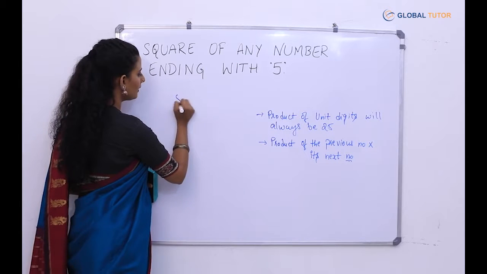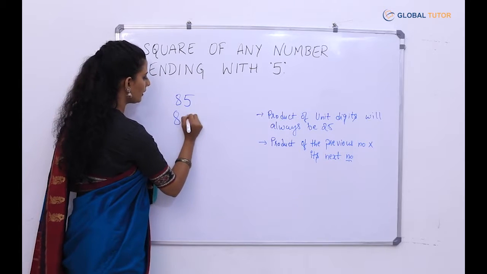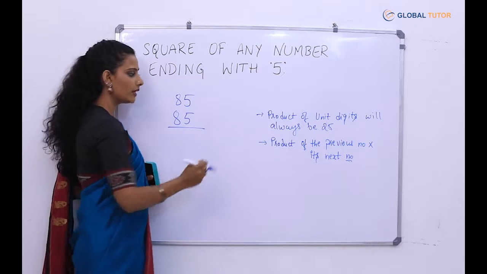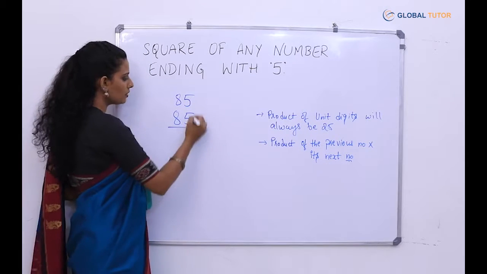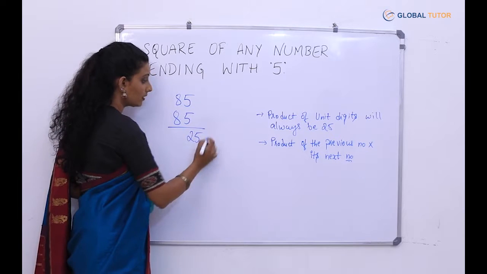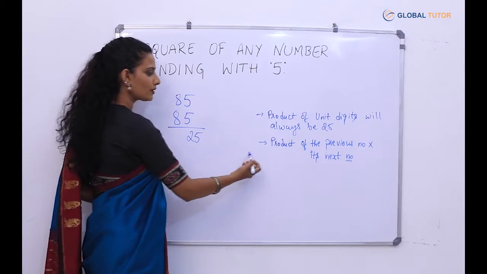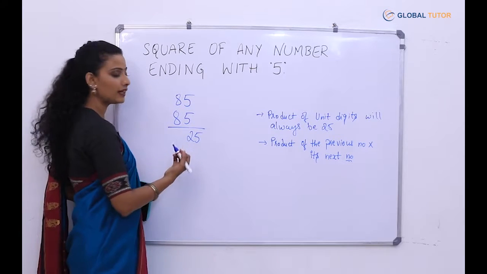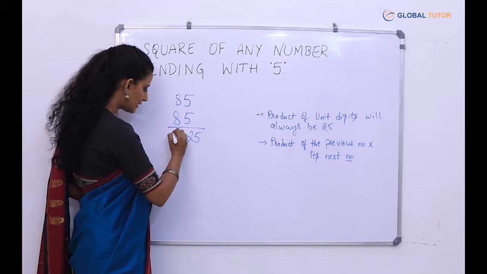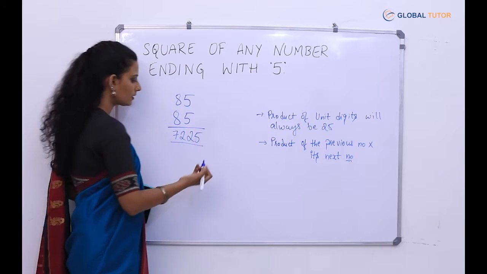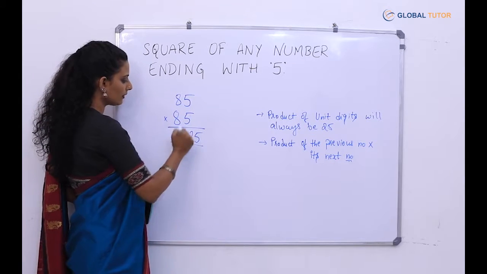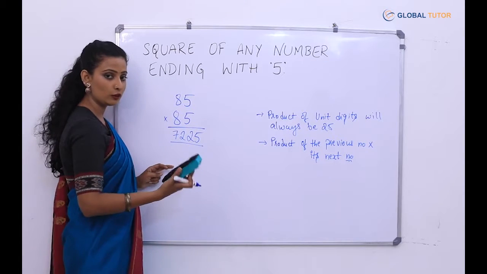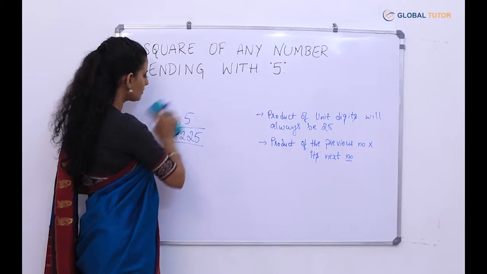Let us take 85 into 85. What is the first rule? The product of the unit digits will always be 25. So 5 into 5 is 25. The second step is the product of the previous number into its next number, which means 8 into 9. That is 72. So 85 into 85 will be 7225. Very simple, and we will save a lot of time when we use this particular sutra.